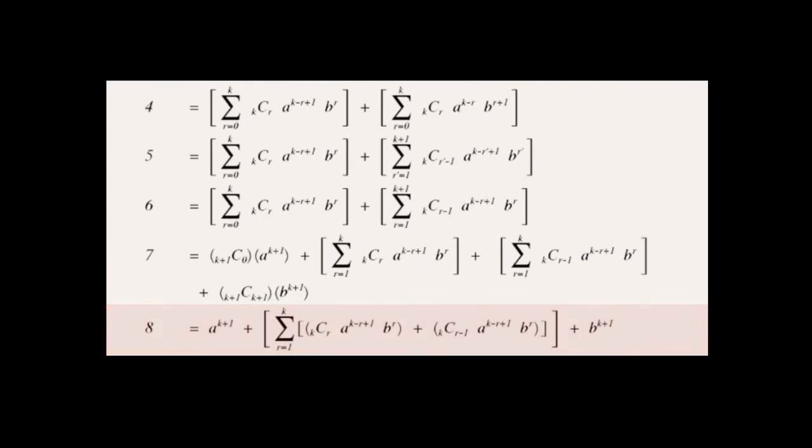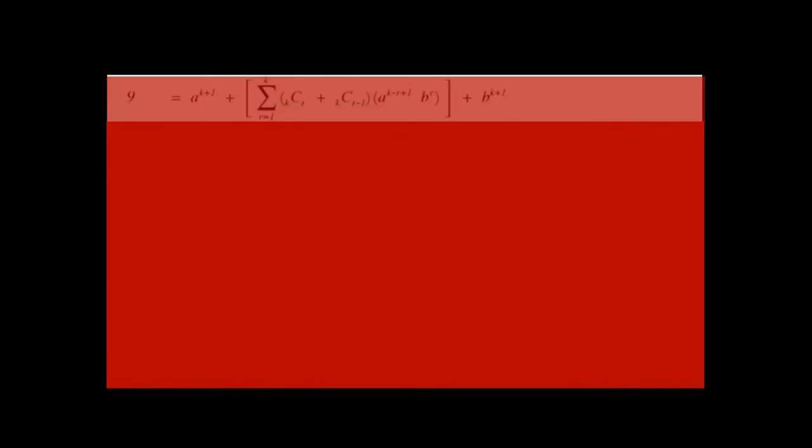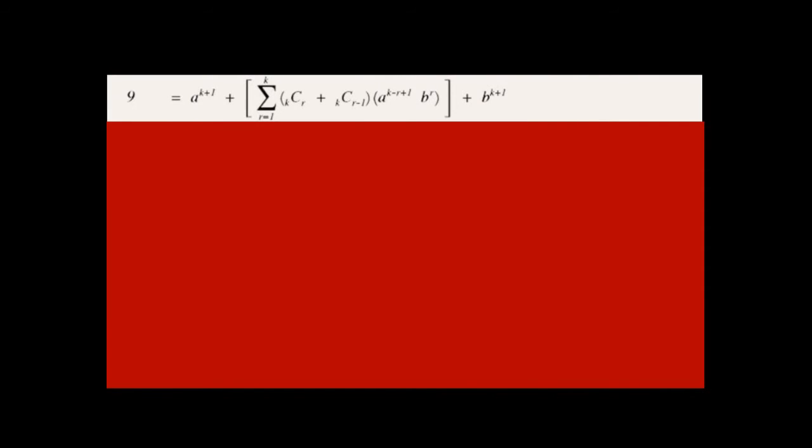This equals a raised to k plus 1, plus the summation of r equal to 1 to k, k taken r times a raised to k minus r plus 1 times b raised to r, plus k taken r minus 1 times a raised to k minus r plus 1 times b raised to r, plus b raised to k plus 1, is equal to a raised to k plus 1 plus the summation of r equal to 0.